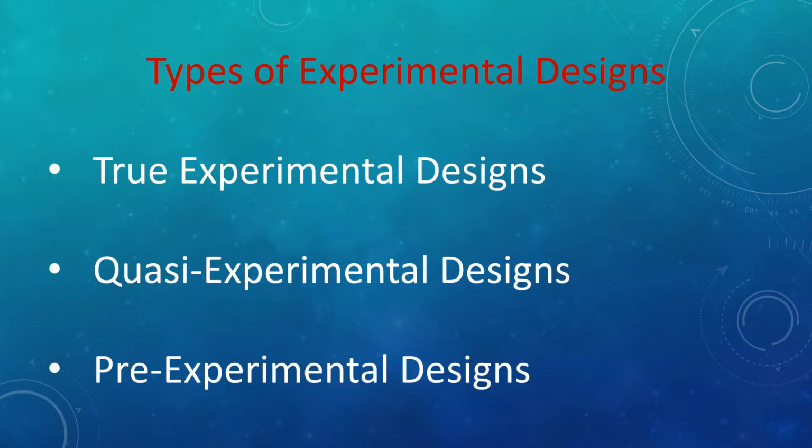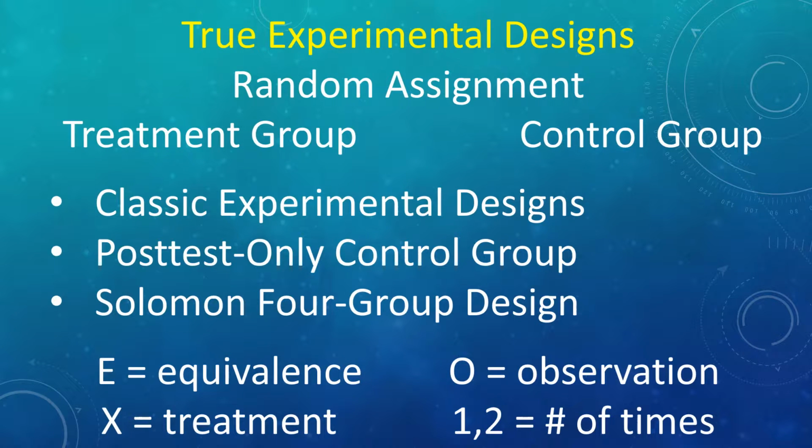There are three main types of experimental designs: true experimental designs, quasi-experimental designs, and pre-experimental designs. Let's take a look at each one. Our first design is a true experimental design. They are characterized by 1. Random assignments, 2. Treatment groups, and 3. Control groups. Random assignment means that each individual in the experiment has an equal probability of being chosen and an equal probability of being assigned to any of the treatment groups in an experiment.